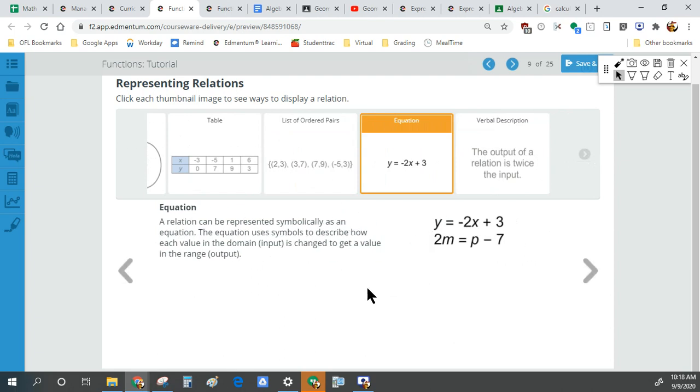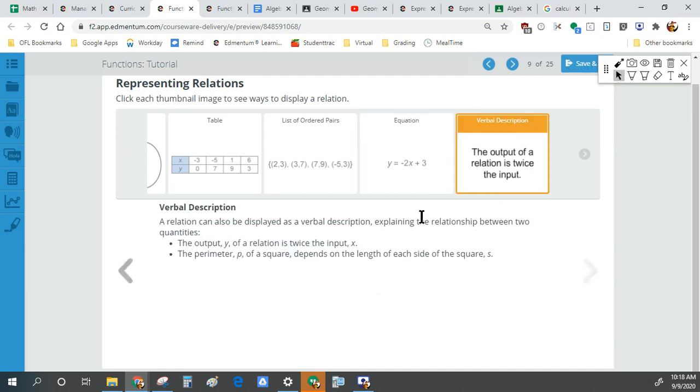This one's a little harder to see how we can do it. We would have to write it a little differently. These are just two completely different functions, but the way you would see a function is this is just showing the relationship. How do we get a y? Well, you have to take your x, multiply it by -2, and then we're going to add the 3. That's how you would show the relationship. And a verbal description, this one is just saying the output y is twice our input. So in other words, it's just saying y is equal to 2x. They're just saying it in words.